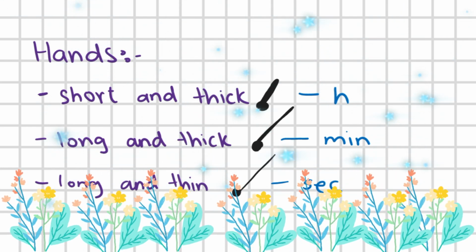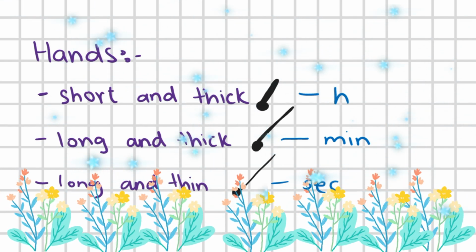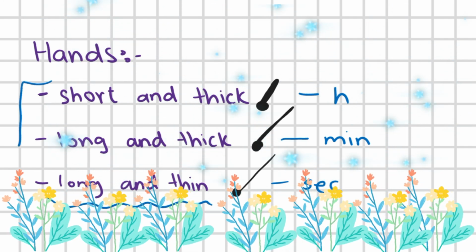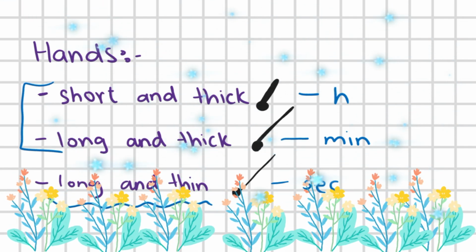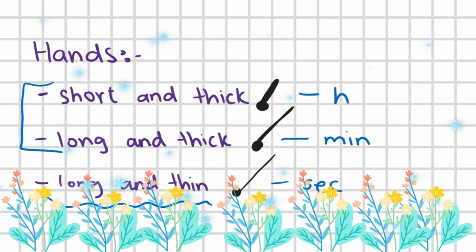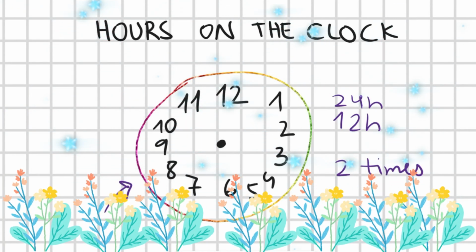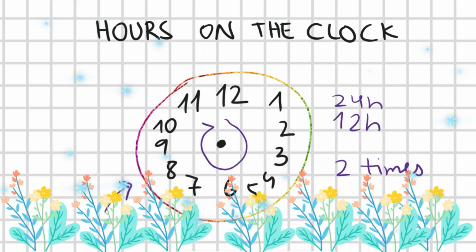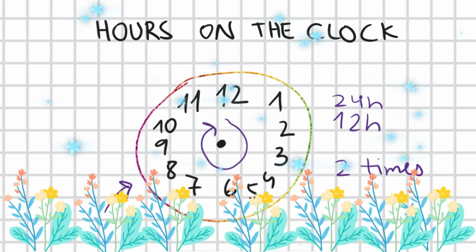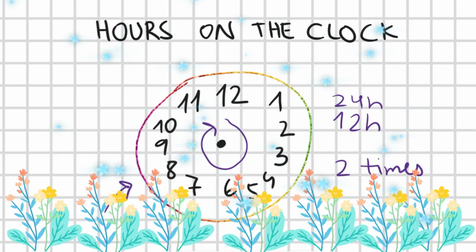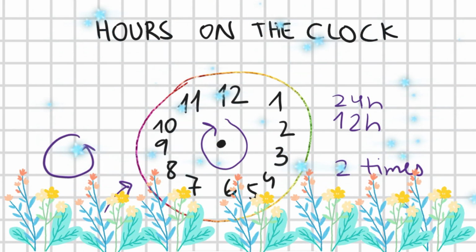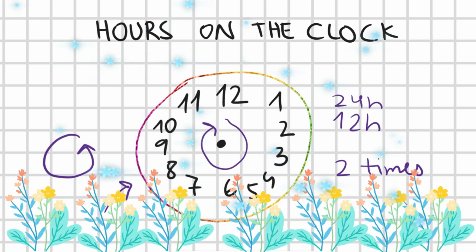We usually don't look at the one which is long and thin. We focus on the ones which are short and thick and long and thick. A clock works like this, and this is called clockwise rotation. If we rotate opposite to the clock like this, it's called anti-clockwise rotation.